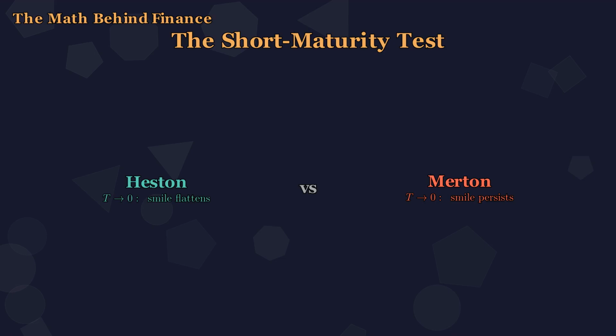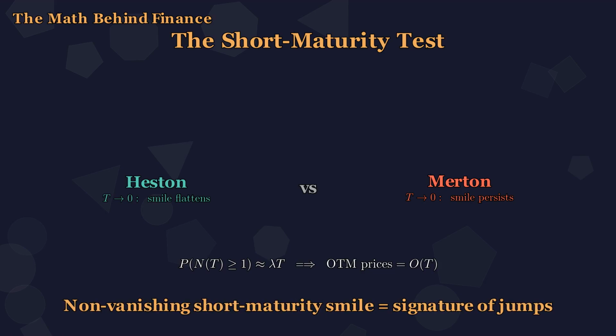Even at short maturities, there is a finite probability of at least 1 jump, roughly lambda times t. That probability is linear in t, which means out-of-the-money option prices are also of order t, not exponentially small. A non-vanishing short maturity smile is the smoking gun for jumps in the data.